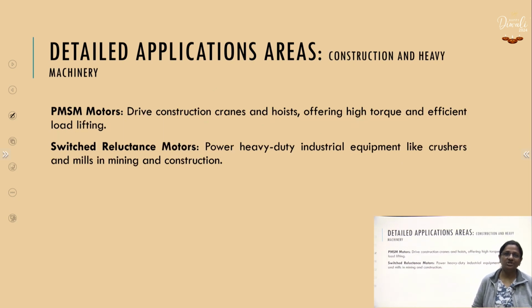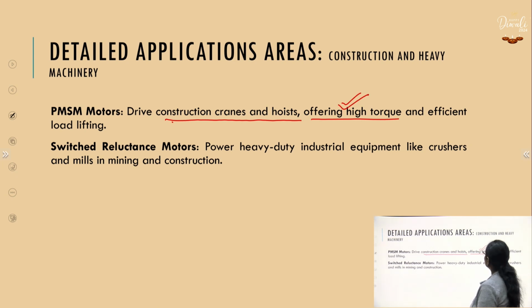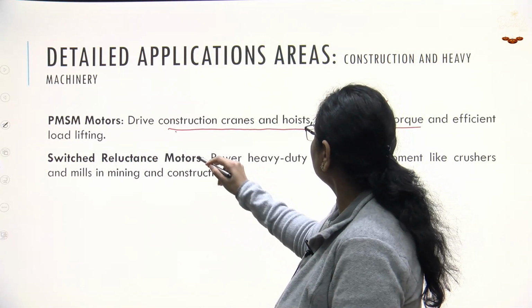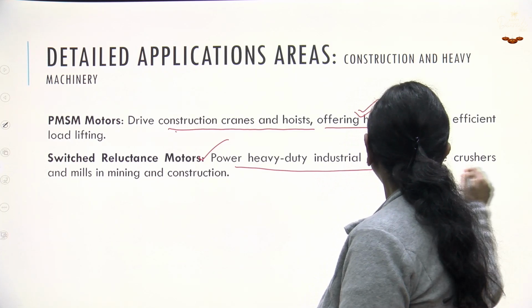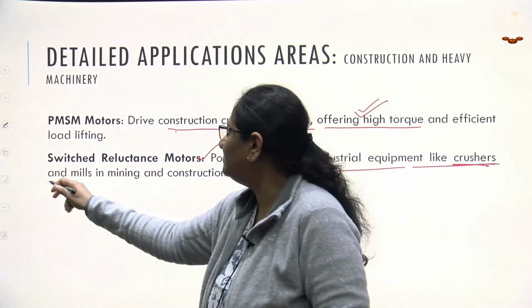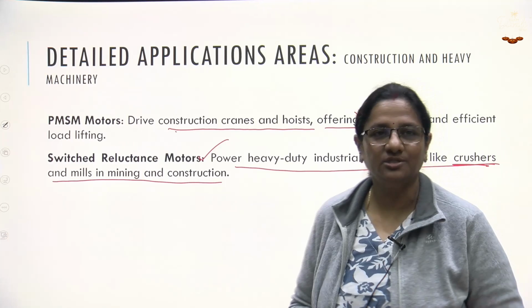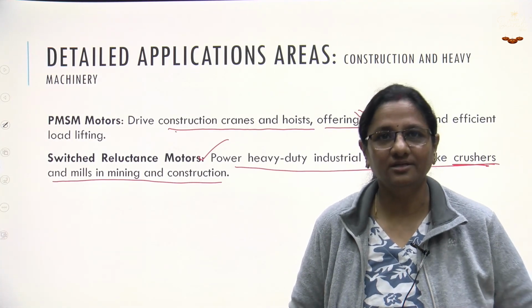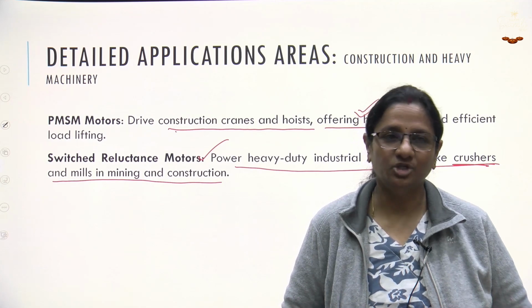Construction and heavy machinery, another application area for the special electrical machines. PMSM motors are used in driving construction cranes and hoists, offering high torque and efficiency. What is important in all these applications? In all heavy machinery applications: high torque, high power density, compact size. Switched reluctance motors power heavy duty industrial equipment like crushers and mills in mining and construction. So here they find application in construction and heavy machinery.